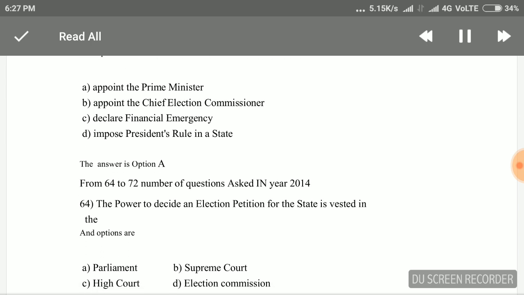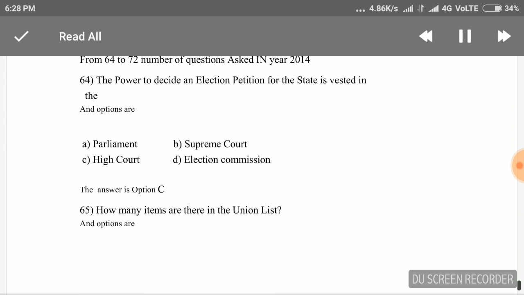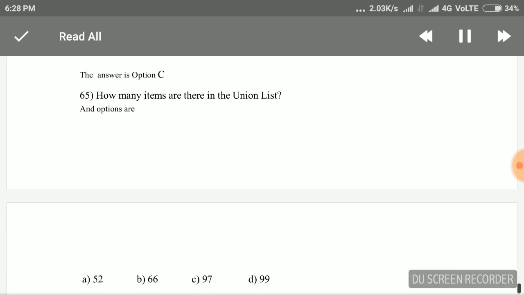From 64 to 72, number of questions asked in year 2014. 64. The power to decide an election petition for the state is vested in the. And options are A. Parliament, B. Supreme Court, C. High Court, D. Election Commission. The answer is option C.